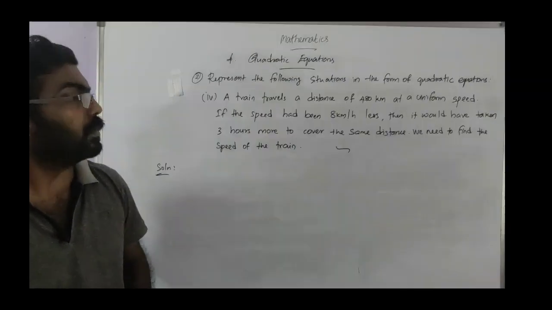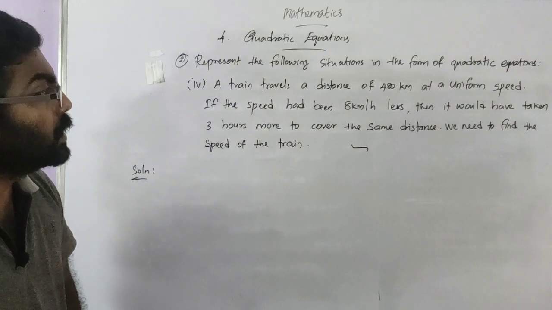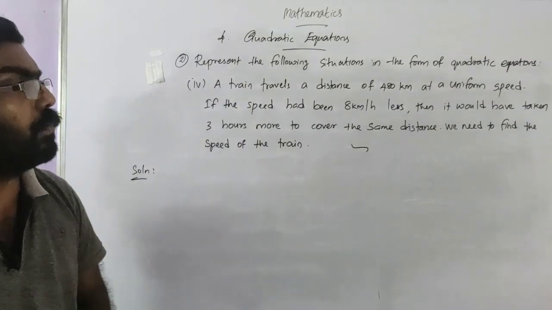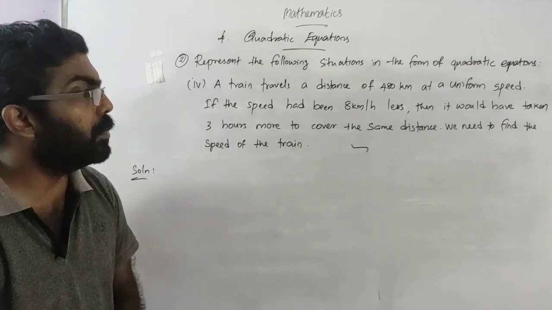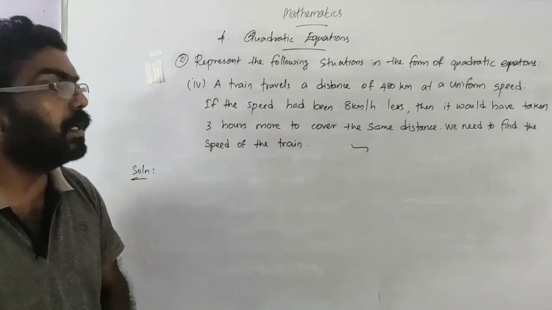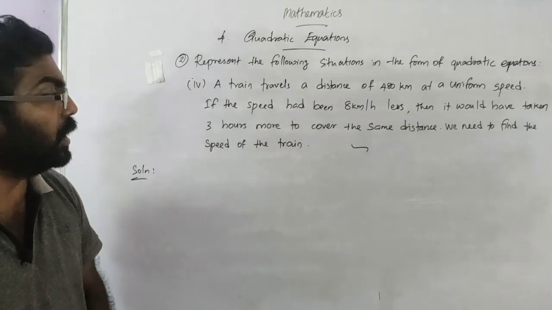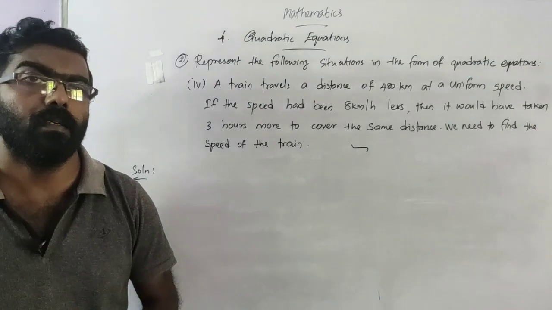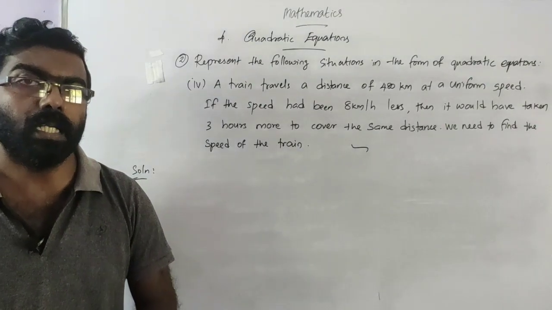Okay. Now we move on to the last question in this exercise. A train travels a distance of 480 km at a uniform speed. If the speed had been 8 km per hour less, then it would have taken 3 hours more to cover the same distance. We need to find the speed of the train. Okay. So here we can take the speed of the train as x.